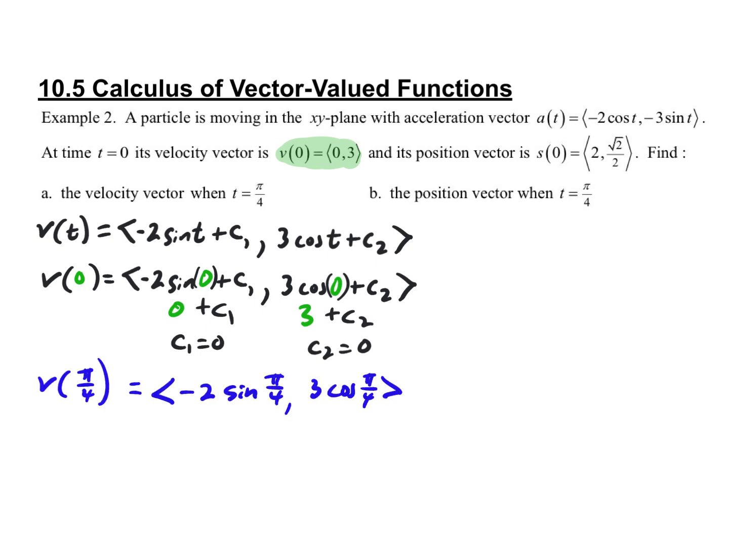So what I really have here is negative 2 sine t and 3 cosine t, and now I'm just going to evaluate that at pi over 4. And of course, the sine and cosine of pi over 4 is the square root of 2 over 2. So I'm going to get negative square root of 2 here, because the 2 and the 2 on the bottom are going to cancel. And then here I'm just going to have a 3 on top. So that is my velocity vector at time pi over 4.